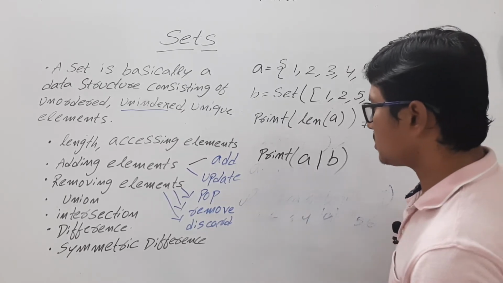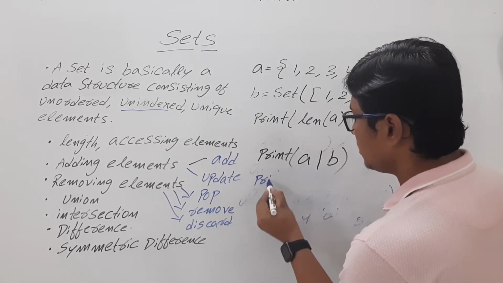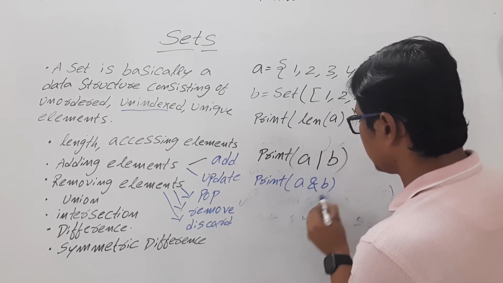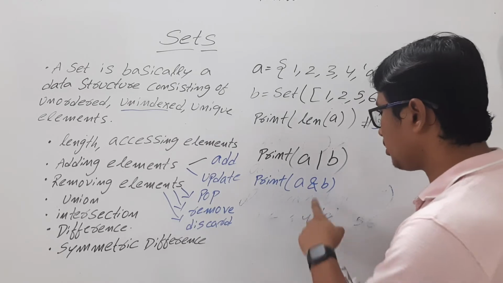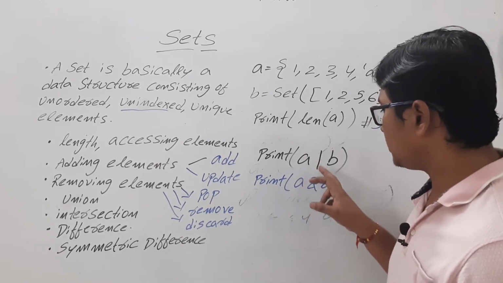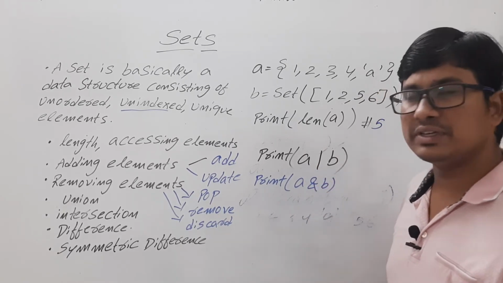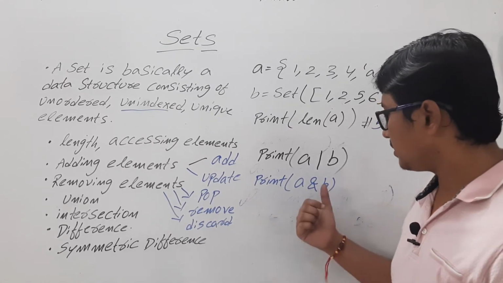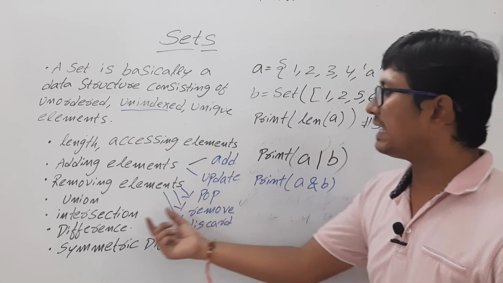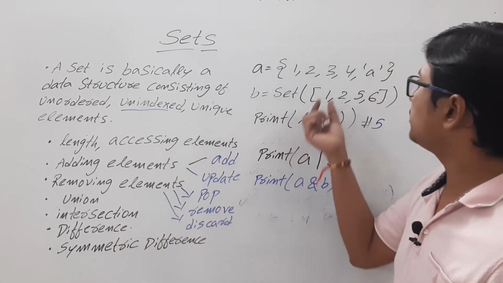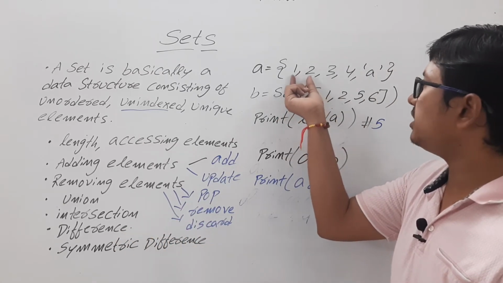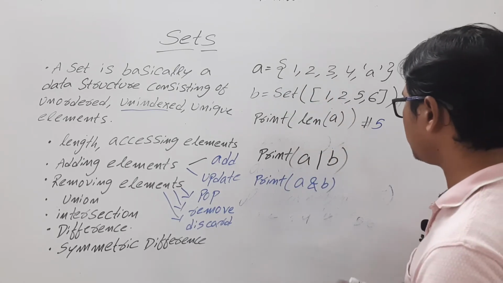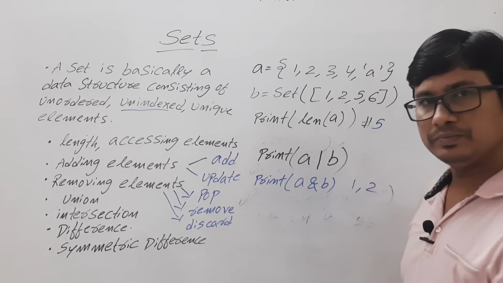Now let me discuss the intersection. Print A intersection B. You need to give the bitwise AND operator here. This is bitwise logical OR, this is bitwise AND. Is it clear? Now look here. If you give the intersection, what will it give? It will give the common elements. What are the common elements? 1, 2 are the common elements. So it will give you the output as 1, 2.